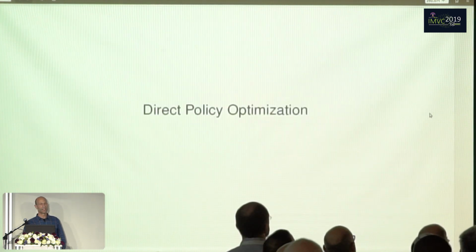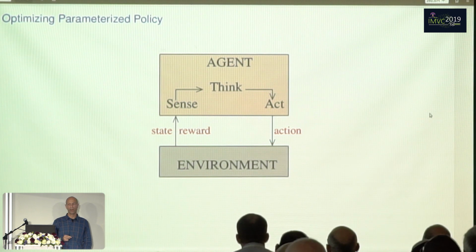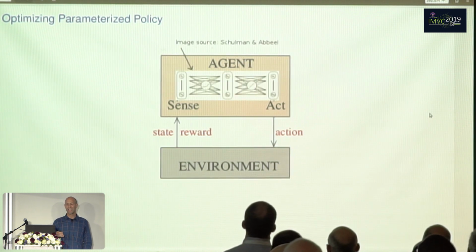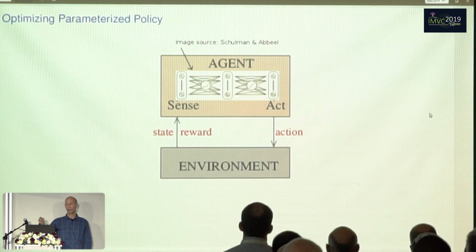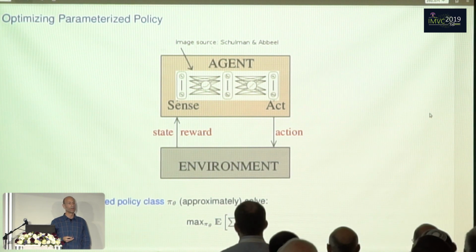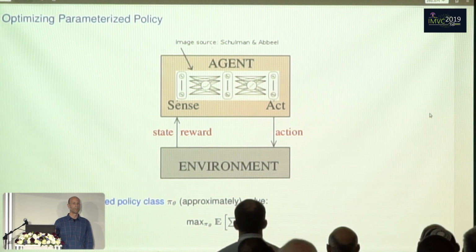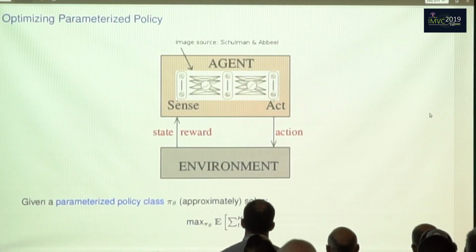Okay, I would like to briefly touch on the last group of RL methods, called direct policy optimization. Going back to the diagram of the agent interacting with an environment, we can represent the agent's policy explicitly, for example, as a neural network that gets a state on one side and outputs actions on the other side. This defines a parameterized policy class, and we can think of an optimization problem of finding the vector theta for which the parameterized policy maximizes the expected return.